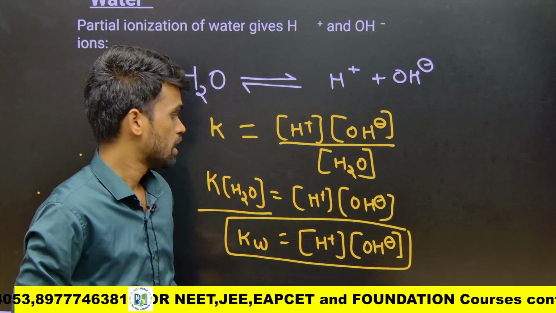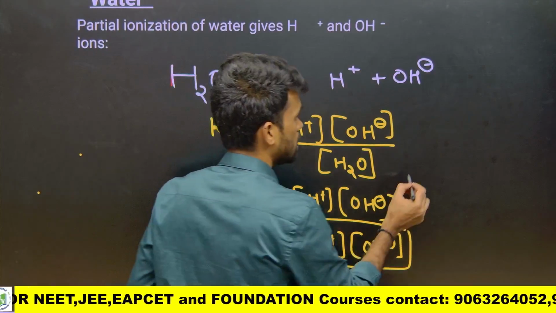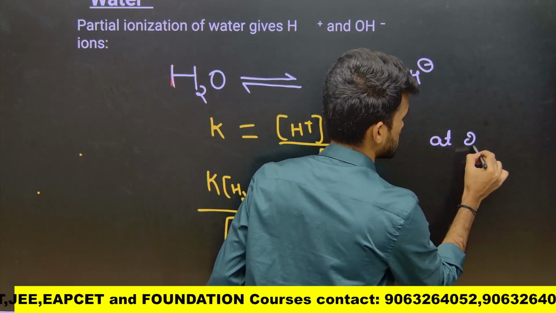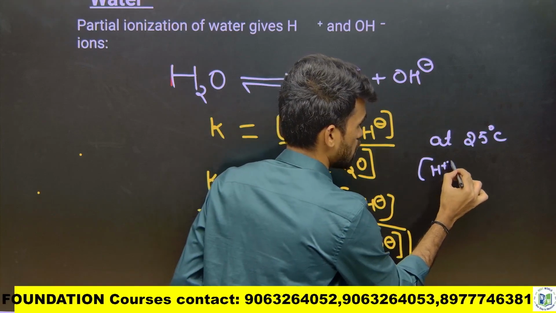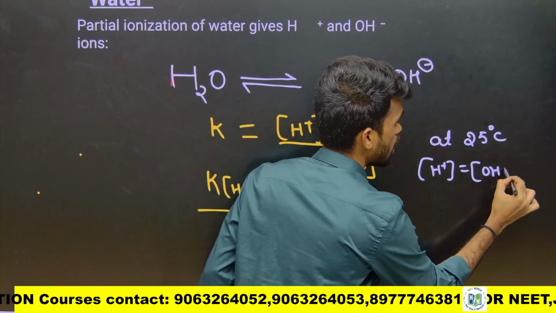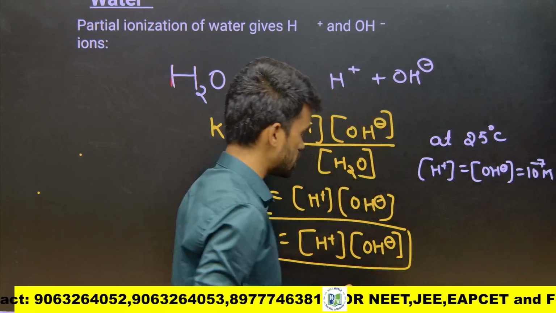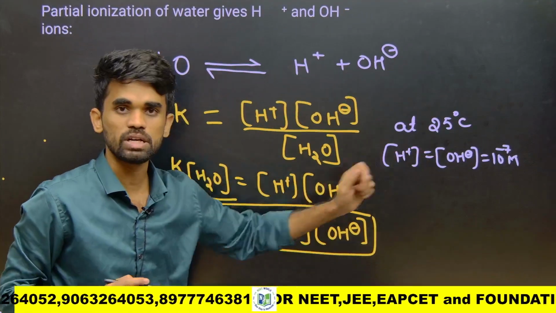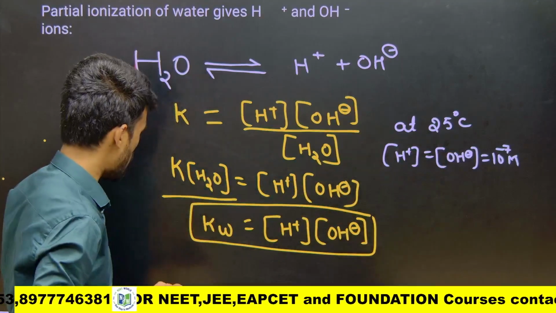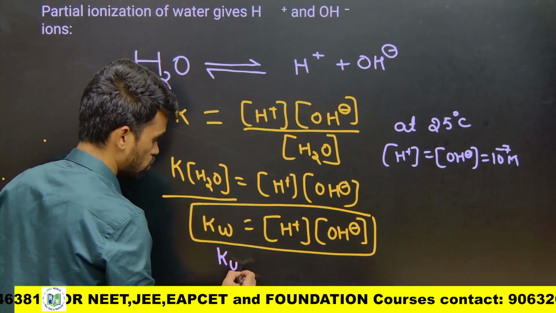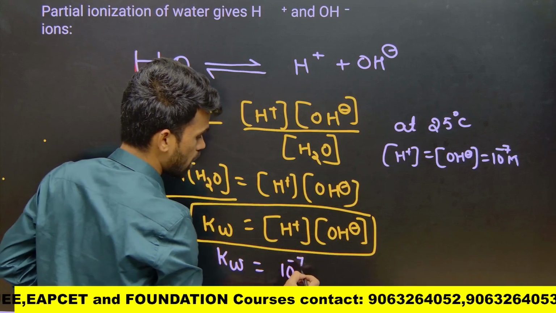Hope it is clear. Now, the concentration of H plus and the concentration of OH minus ions at 25 degrees Celsius, I am saying at 25 degrees Celsius, are found to be 10 power minus 7 molar. This is the concentration of both ions at 25 degrees Celsius. It is equal, the concentration is equal. So now what happens to the ionic product value? KW equals the H plus ion concentration, which is 10 power minus 7 molar.